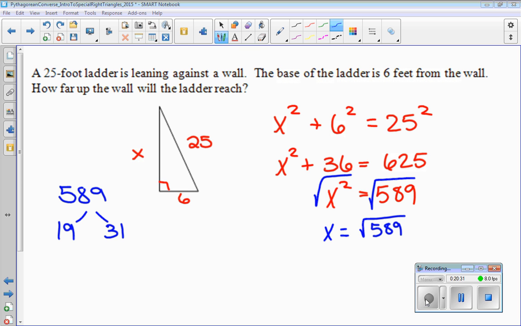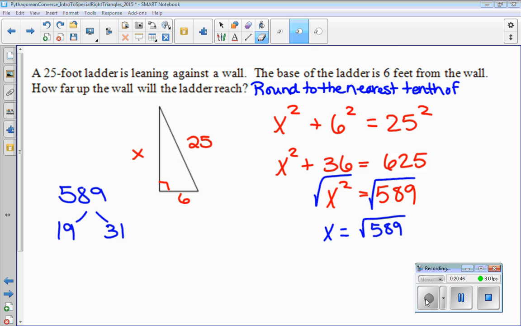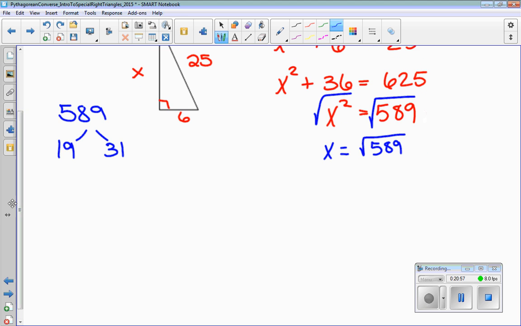But let's say I tell you to round to the nearest tenth. The nearest tenth of a foot. Actually, let's round to the nearest inch. How would I do that? So what is this approximately as a decimal? All right, so let's just say 24.27.